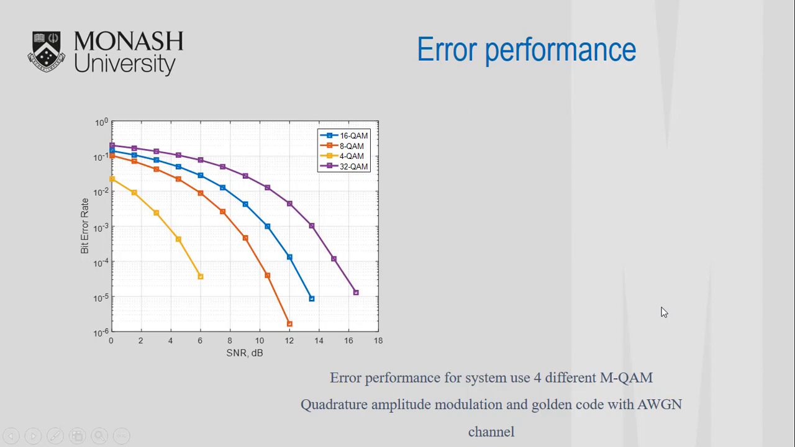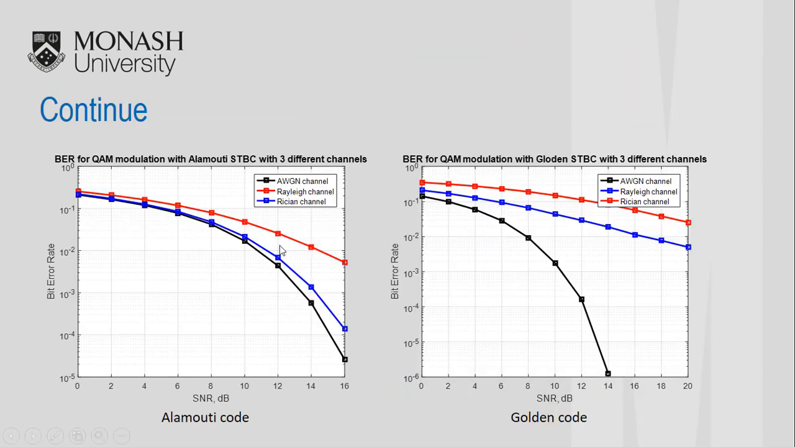Then, I ran my MATLAB code for the system with Alamouti code and the golden code in 3 different channels. Let me look at the performance for the system with Alamouti code first. This system has the best error performance in the additive white Gaussian noise channel and has the worst error performance in the relay channel. And the system with golden code also has the best performance in the additive white Gaussian noise channel, and its error rate is very low. But in the relay channel and the Rician channel, its performance is quite bad.